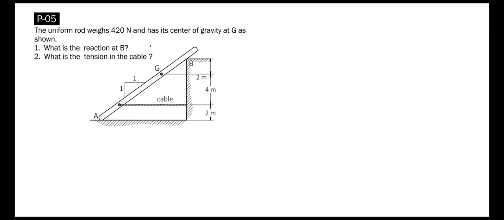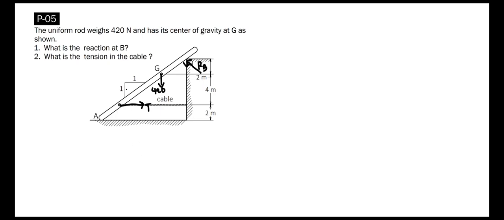So the rod has a weight of 420 newtons acting at the center of gravity. And if we isolate the bar, it would feel a force due to the cable, let's call this tensile force due to the cable T, and then it has a reaction due to the surface of the ground at B that would act perpendicular to the surface. So let's call this reaction B.